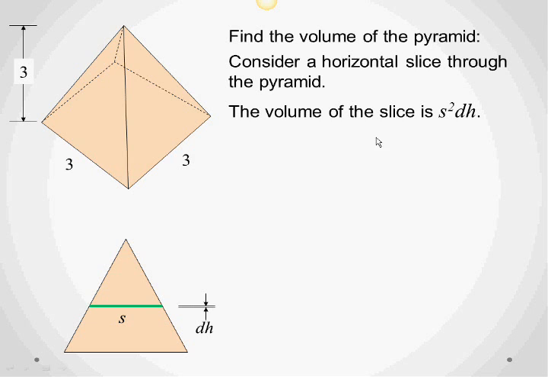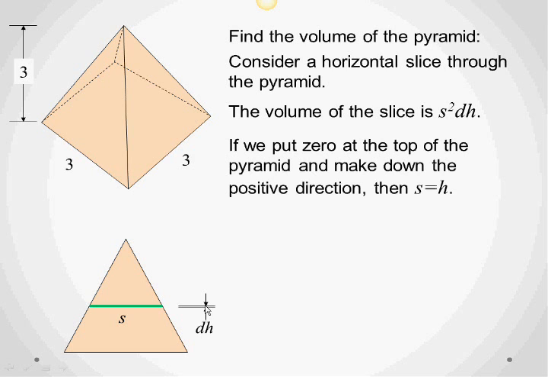So the volume of that slice is the area of the square times the change in the height, because I know that this slice that I have has an area of s squared times then that little change in the height, which is dh. If we put a 0 at the top of the pyramid and make down the positive direction, then s is equal to your height. So the volume of a slice is h squared dh.